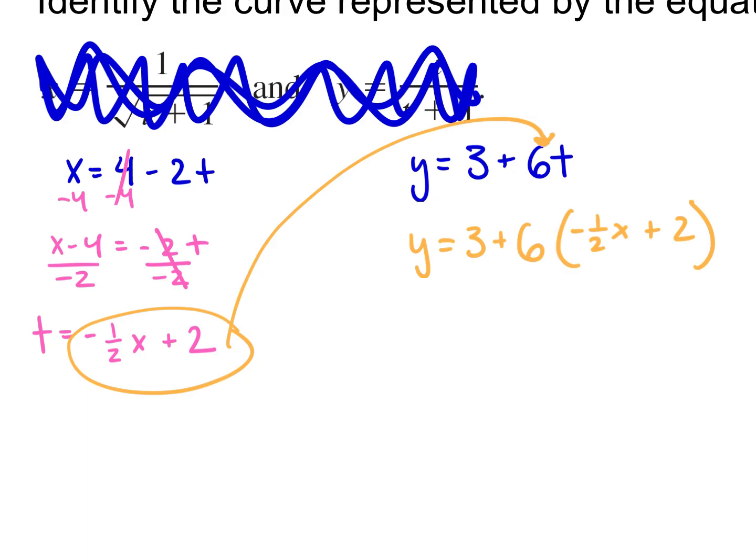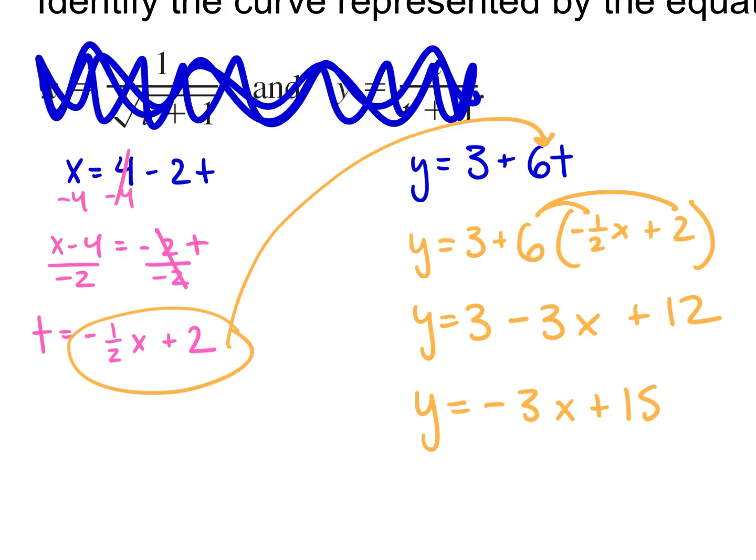What should we do next? Distribute the 6. Perfect. So we have y equals 3. 6 times negative 1/2 would be negative 3x. And then 6 times 2 would be 12. What else should we do to simplify? Combine like terms. So we have y equals negative 3x plus 15. So that would be our answer.